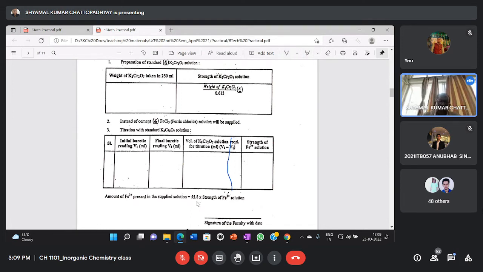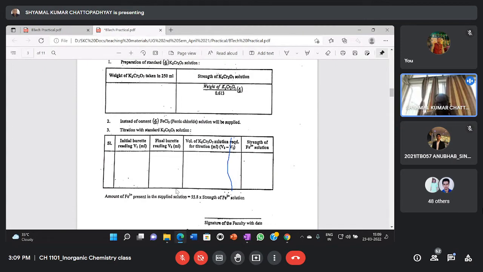ferric iron in the supplied solution in grams per liter will be, as I have told you, equal to the strength of the ferric solution that you have found out in terms of normality, multiplied by 55.8. So this is a very simple result and a very simple experiment. You can easily do it. Okay.